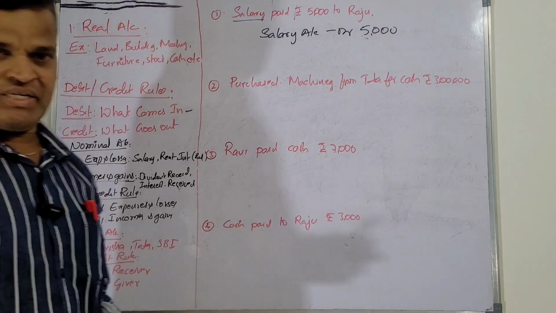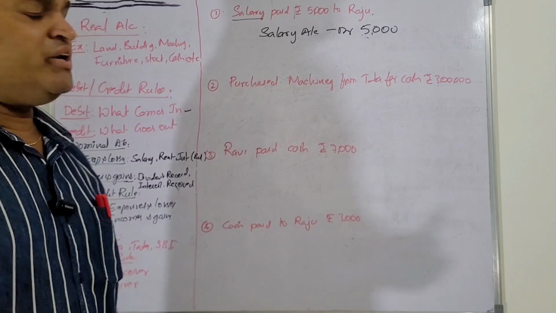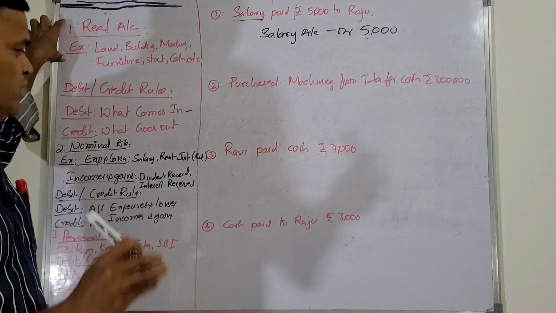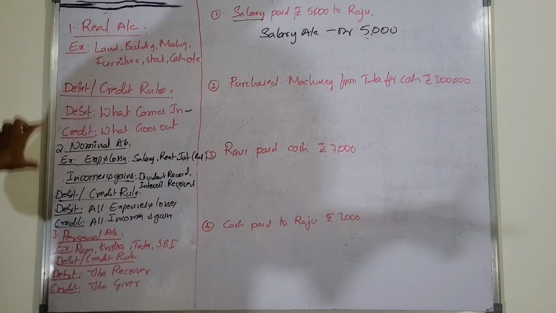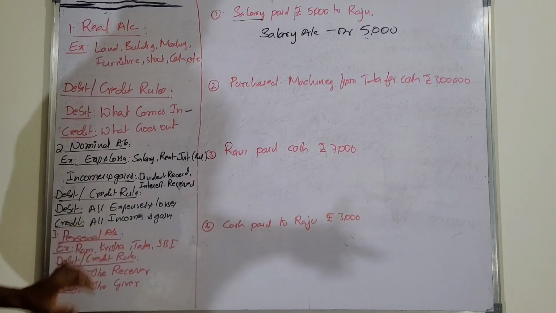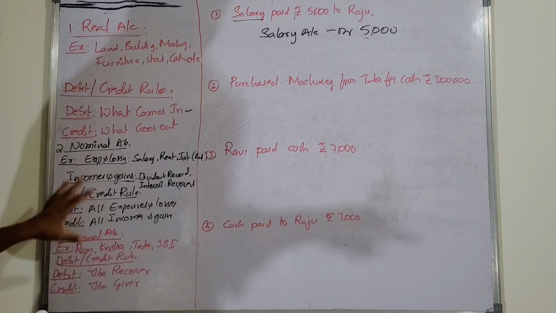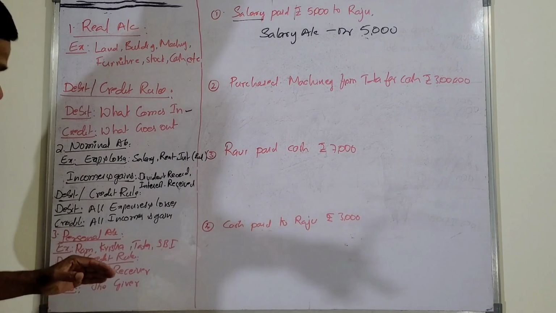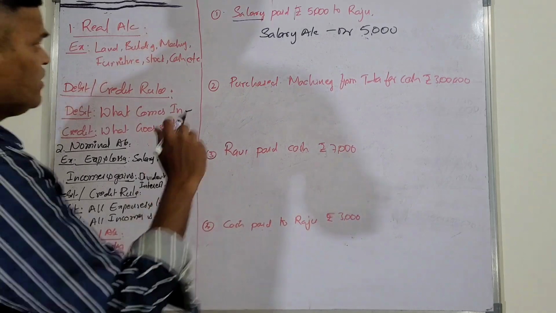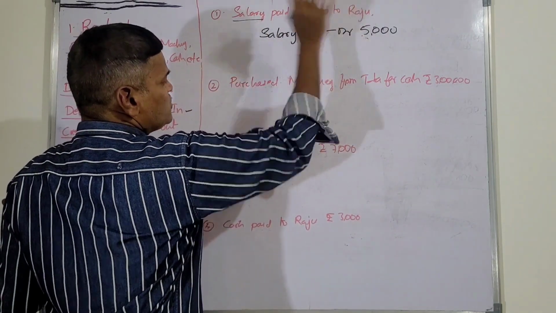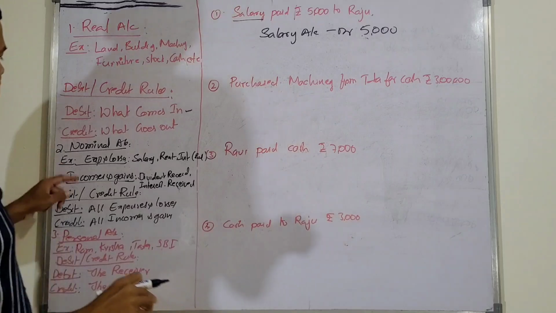Now we have to write credit. Again, if you want to write credit, first we have to check the answer according to real account. If you are getting the answer here, okay. If you are not getting the answer, again we have to check according to the second one, nominal account. If you are getting the answer here, okay. Then if you are not getting the answer in nominal account, then we have to check according to personal account. Definitely we'll get the answer here. Let's see. Salary paid rupees 5,000 to Raju. Now we have to check credit.